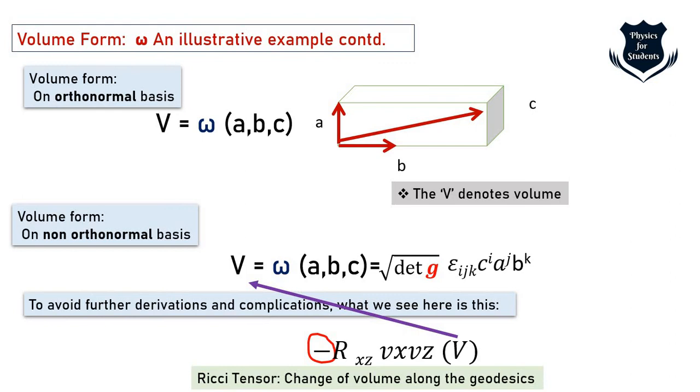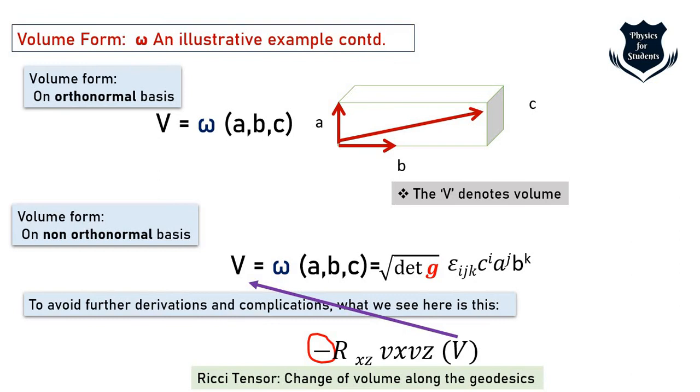This V is the volume in the non-orthonormal basis. Because V means volume, and because the Levi-Civita symbol combined with the square root of the determinant of the metric tensor deals with volume, we can conclude that the Ricci tensor deals with the change of volume along the geodesics. And this negative R denotes that the curvature is positive. Things will become much clearer as we proceed.